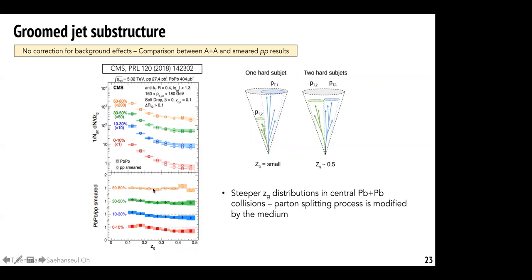And there are definitely centrality dependencies. So a steeper zG distribution in central collisions is observed. You see that the lower zG parts are more enhanced in central heavy ion collisions compared to PP. And this tells us that the parton splitting process is modified by the medium. So this is the conclusion. And that was the first method. We just don't correct anything.